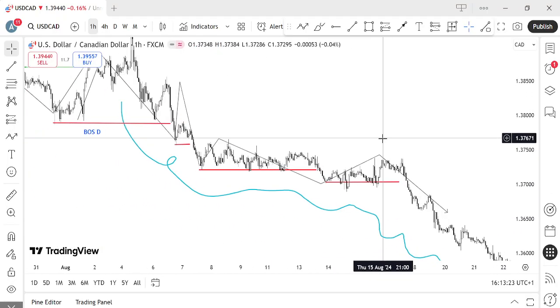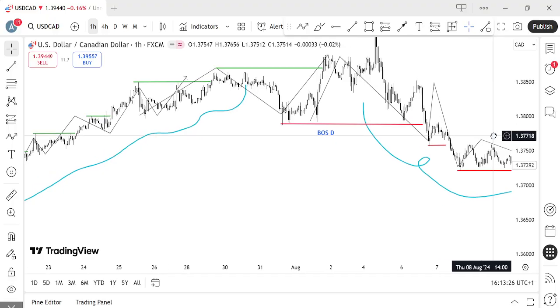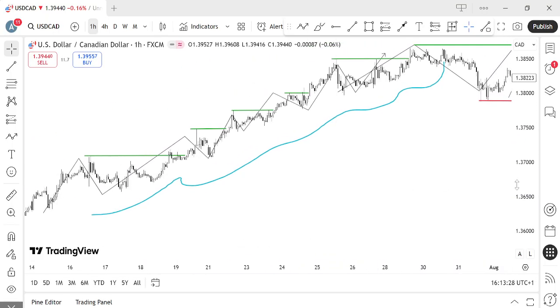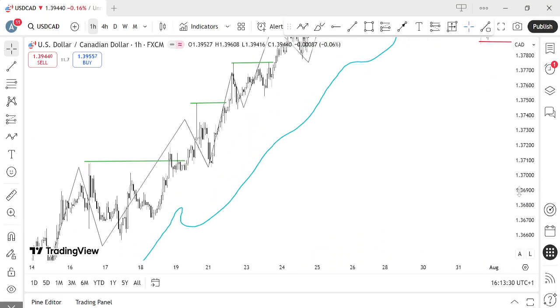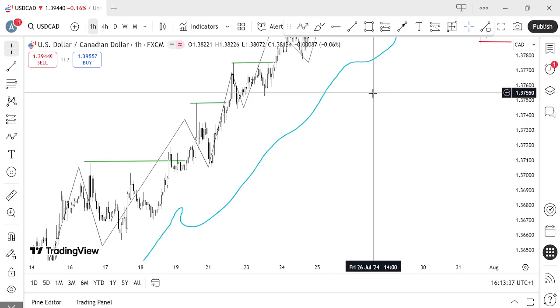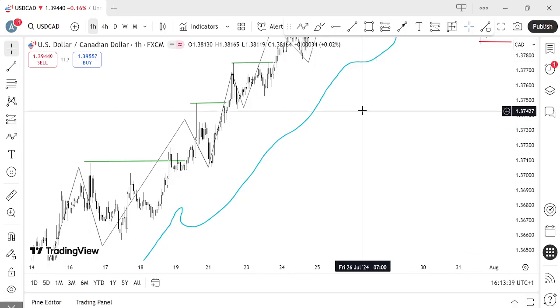So on the 1 hour time frame, I look for engulfing candles in alignment with the structure I've marked on the 4 hour time frame. Why do I use engulfing candles, or what do I mean by engulfing candles?